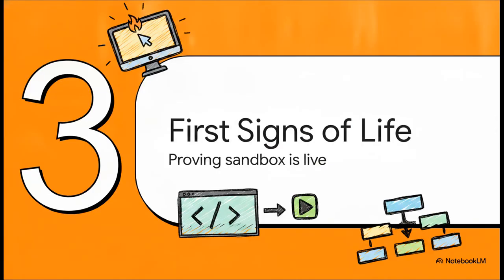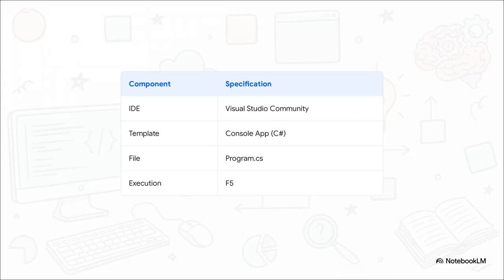Okay, part 3, first signs of life, proving the sandbox is live. Once that installation wraps up, we obviously want to see that first spark of life right away. And it's so easy. By simply clicking Create a New Project and selecting the Console App template, the IDE does all the heavy lifting for you. You give it a name, and Visual Studio just magically generates your primary Program.cs file with starter code built right in, so you're never just staring at a blank screen.